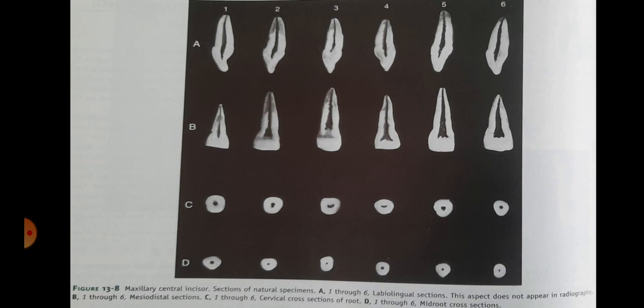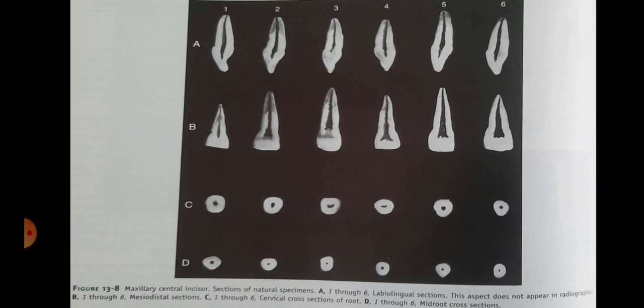but some are more rectangular or angular with rounded corners. You can see this in figure 13.8 C1 through 4, right? In 1, 2 and 4 they are rectangular with rounded corners.